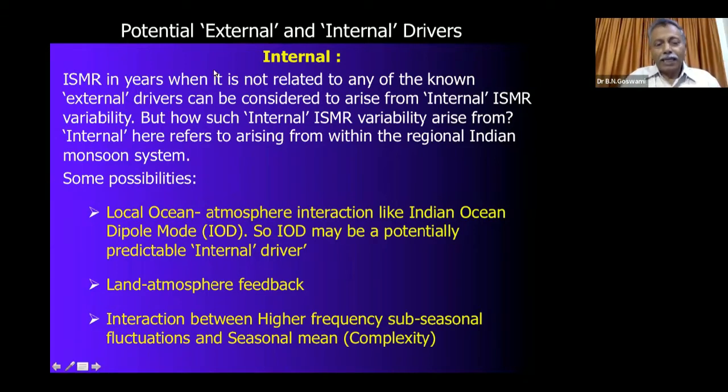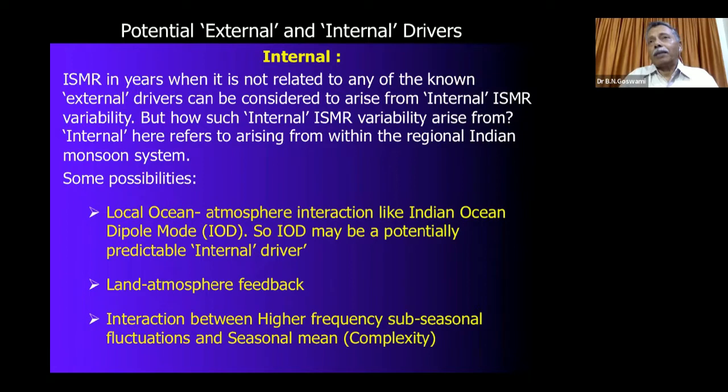which may be considered a sort of predictable internal driver. On the other hand, there are high frequency variabilities which can lead to a contribution to the seasonal mean. For example, land-atmosphere feedback can also lead to a certain contribution to the seasonal mean rainfall in the monsoon, and it normally happens on a somewhat faster time scale. Those high frequency variabilities can lead to a contribution to the seasonal mean, which is also internal variability. Similarly, there is the high frequency subseasonal oscillation, which we are going to talk about in the next lecture.